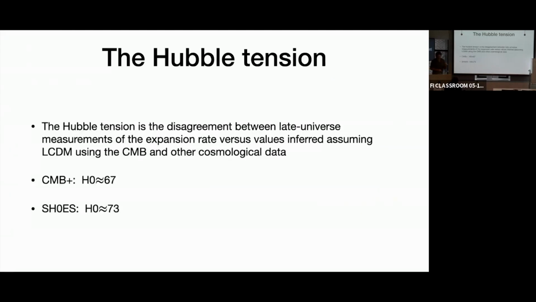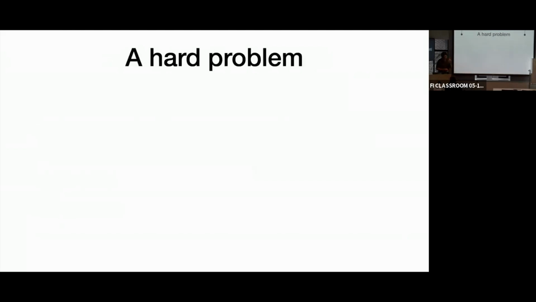So let's talk about the Hubble tension very quickly. The Hubble tension, remember, is the disagreement between the late universe measurements of how the universe is expanding versus the value that we infer using a set of cosmological data. And this is a very hard problem.